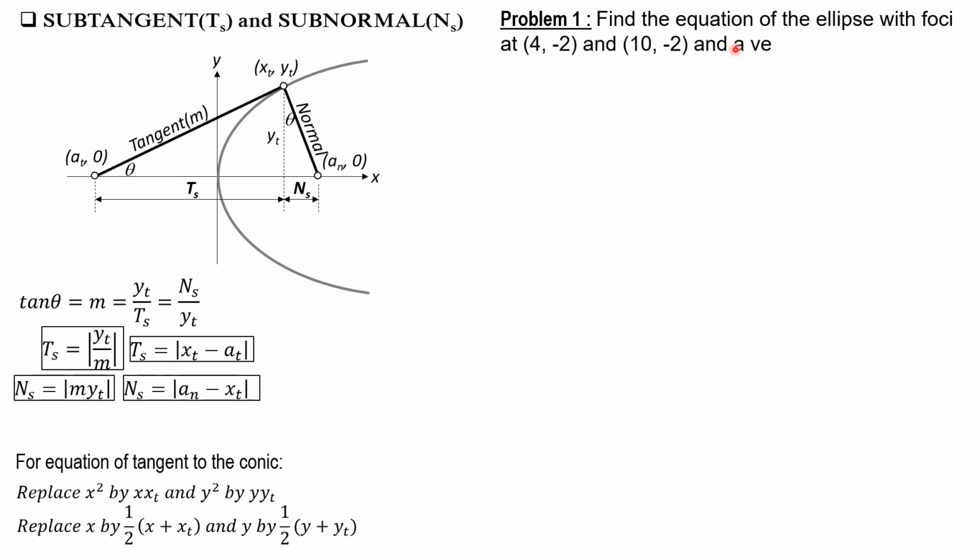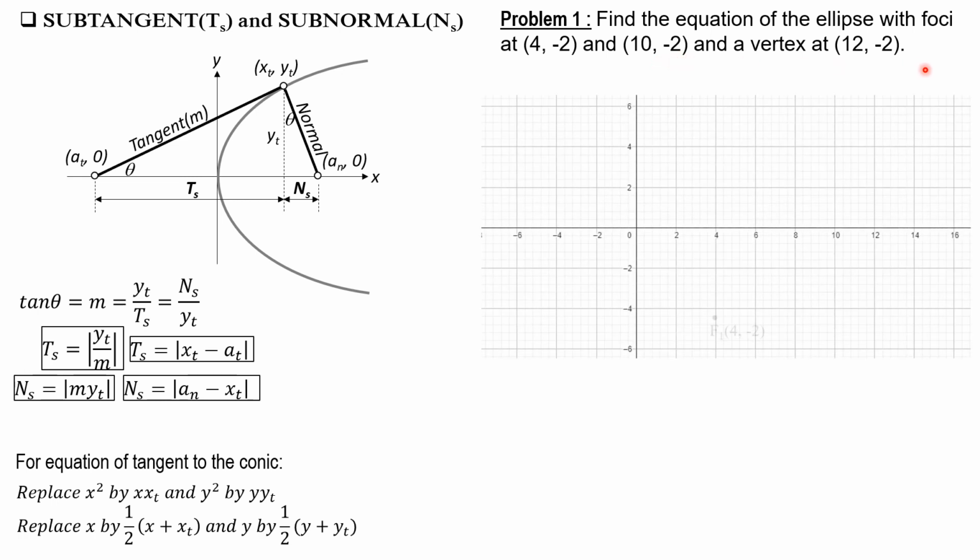So that's the condition. Because we still have space here, let's solve one problem as an application of this video. The problem is about finding the equation of the ellipse, in general form. Although if you express it in standard form, you can easily identify that it is an ellipse. Find the equation of the ellipse with foci at (4, -2) and (10, -2), and a vertex at (12, -2). Let's plot all those points so that we can analyze the expected equation of the ellipse.